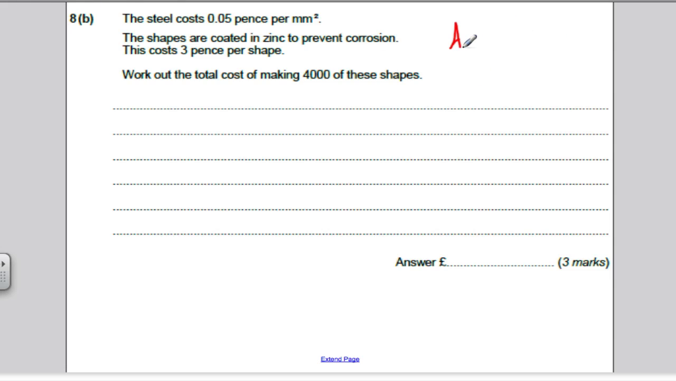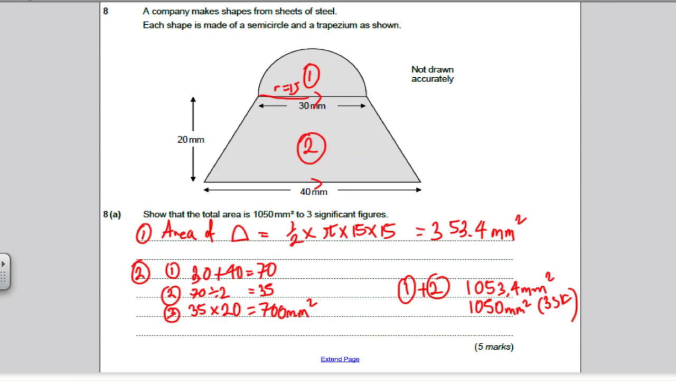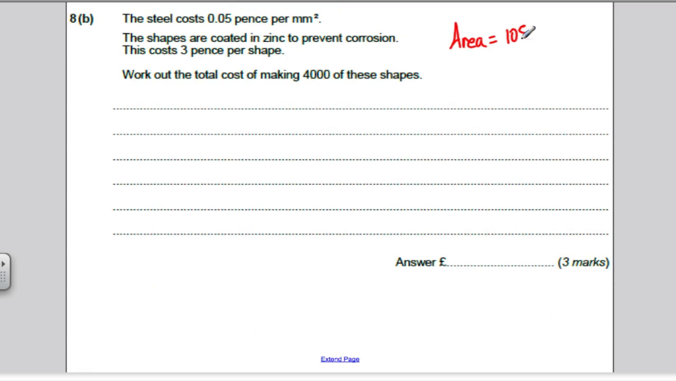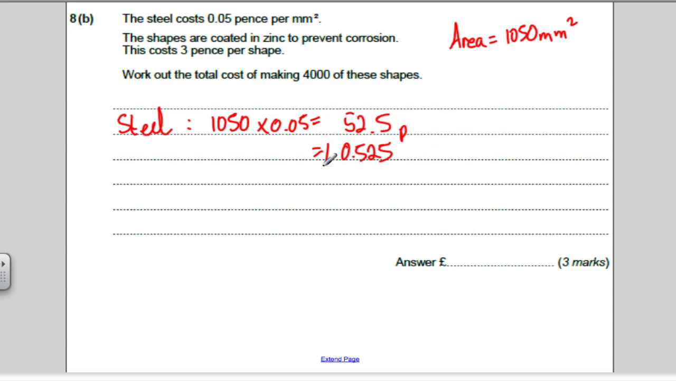Okay, so we know the area of the trapezium, what was it, 1050? 1050 millimeters squared, and it says the steel costs that much per millimeter squared. So steel must cost 1050 for each shape times 0.05, which if you work it out should be something like 52.5p, which if you change into pounds would be 0.525 pounds. Okay, so that's the cost per shape.